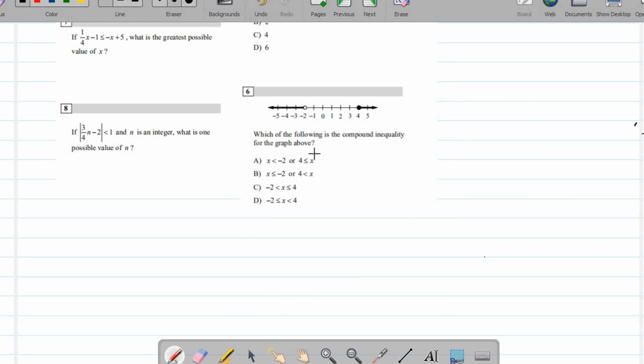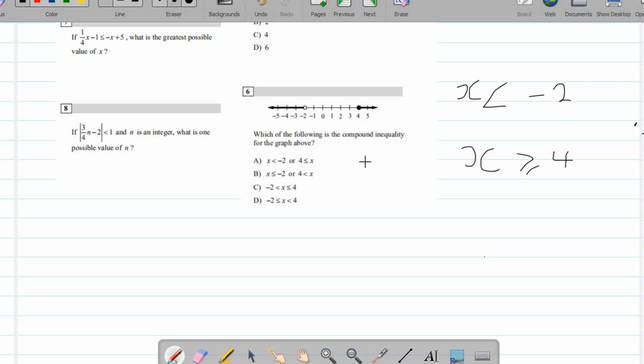So if you look at number 6, which of the following is the compound inequality for the graph above? We have x is less than minus 2 or 4 is less than or equal to x. We have different options here, but we're just going to look at each of them. For this, we have minus 2. Remember, if it is just a circle, it's either less than or greater than, and this is less than because it's going this way. So we have x is less than minus 2. Then for this one, since it's going this way, it's greater than or equal to, because of the shaded circle, equal to 4.